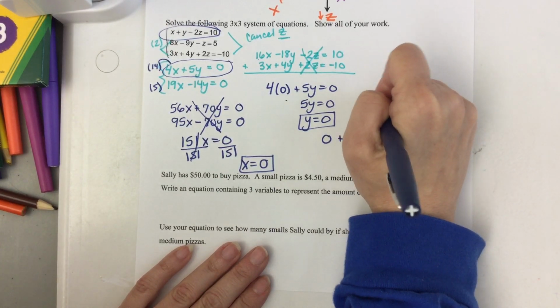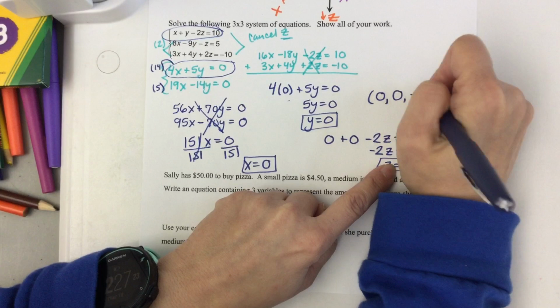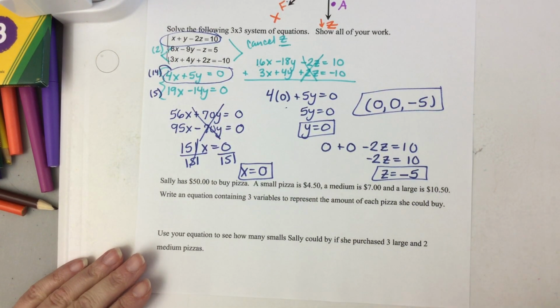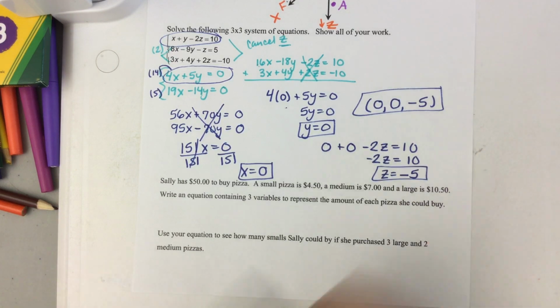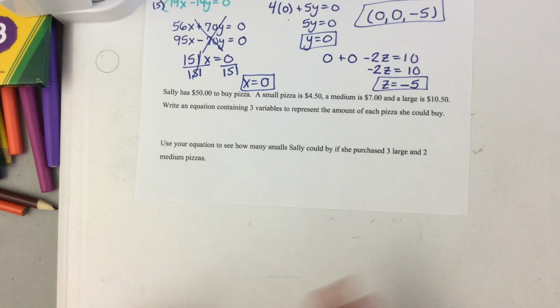So my solution is an ordered triple. X is 0. Y is 0. Z is negative 5. That can totally happen. This is actually a z-intercept. Kind of cool. All right, last type of question that you will see in the show your work portion.